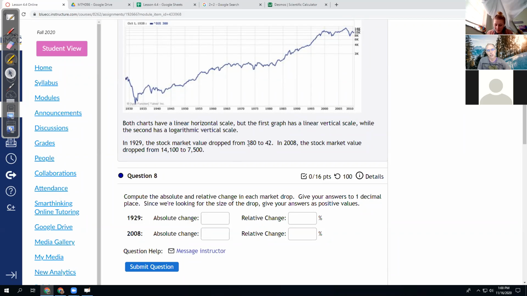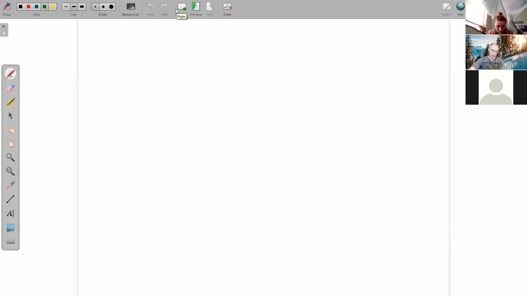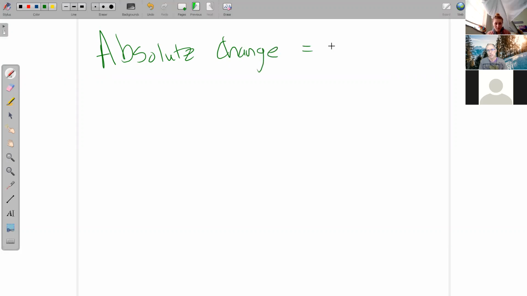So what was the actual drop from 380 to 42? That's the absolute change. And we need to change that to a relative change. So I'm just going to remind you about how to do that. If you remember, feel free to move along. So absolute change is equal to the new amount minus the old amount.